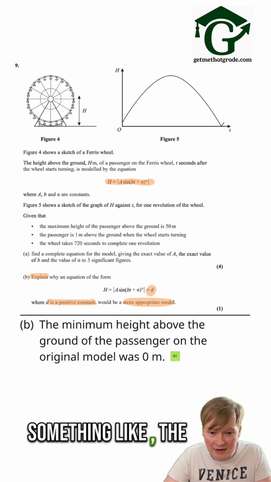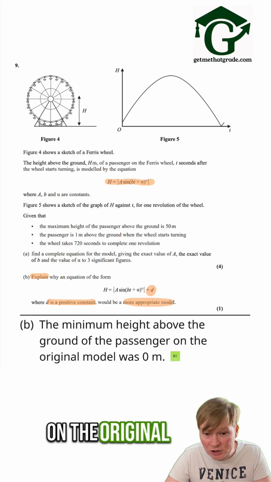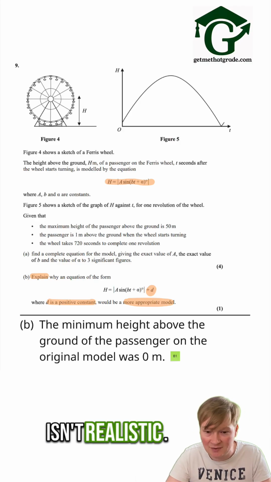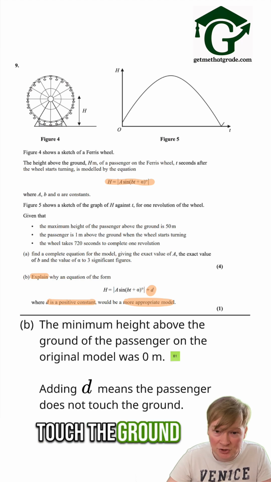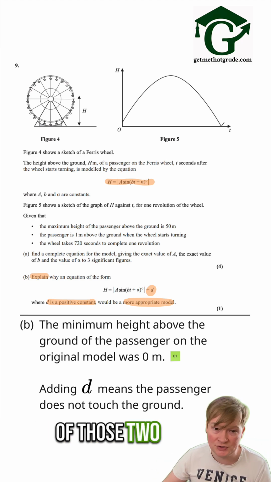So we could say something like the minimum height above the ground of the passenger on the original model was 0 meters, which obviously isn't realistic. That gets us a mark. Or you might say something like adding d means the passenger does not touch the ground. Any equivalent wording to either of those two things will get you the mark.